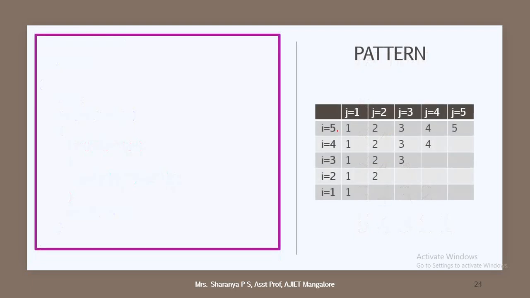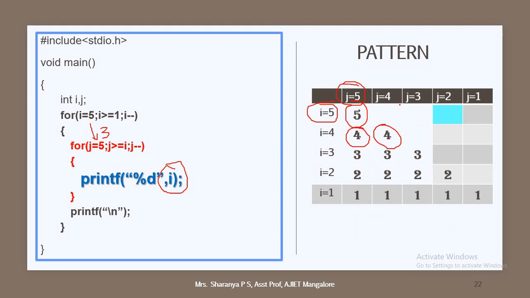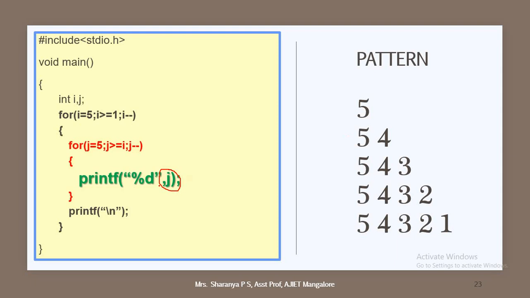Next, we are printing the J. Once again, the values are 5, 4 and 3. This is what we have printed, 5, 4 and 3 onto the output screen. The change we have done is, instead of printing I as in the previous code, we are now trying to print the J value.